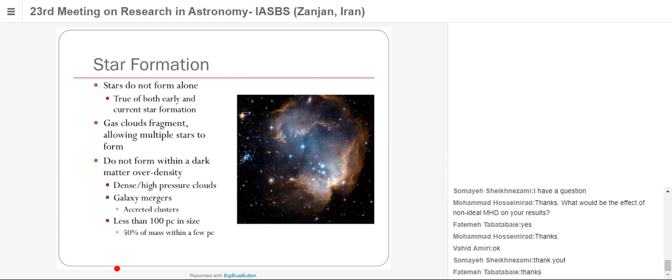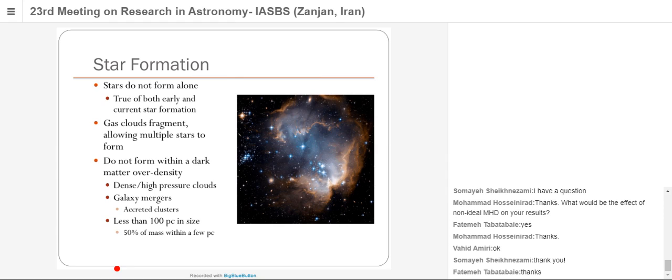What separates a star cluster from, say, a dwarf galaxy or a low-mass galaxy is that they don't form within a dark matter overdensity, which means they must be forming in regions where there are dense, high-pressure molecular clouds. Perhaps they need a galaxy merger to trigger that formation. We also believe that a certain fraction of even the Milky Way's star cluster population has been accreted, didn't necessarily form within the Milky Way. These regions are typically less than 100 parsecs in size, with most of their mass squished into the central few parsecs.